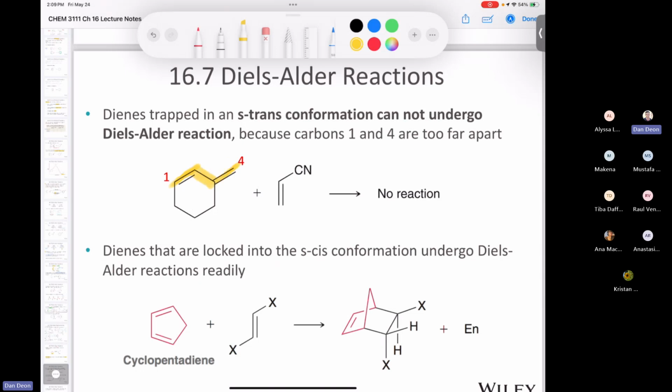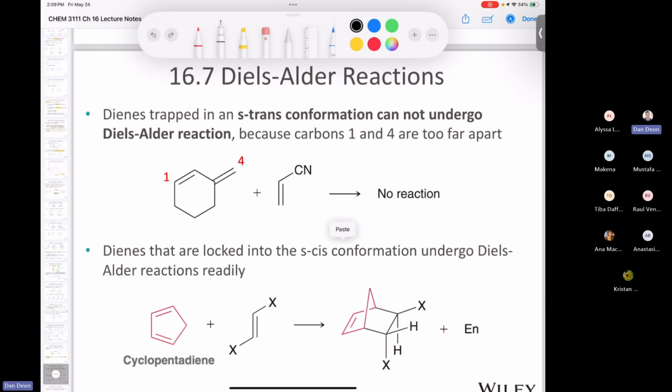There's no way you can rotate that to get it into the S-cis conformation. And so you can mix that with a really good dienophile like this compound here, but there's not going to be any reaction whatsoever because carbons 1 and 4 are too far apart. However, what if you have your diene locked in a five-membered ring?